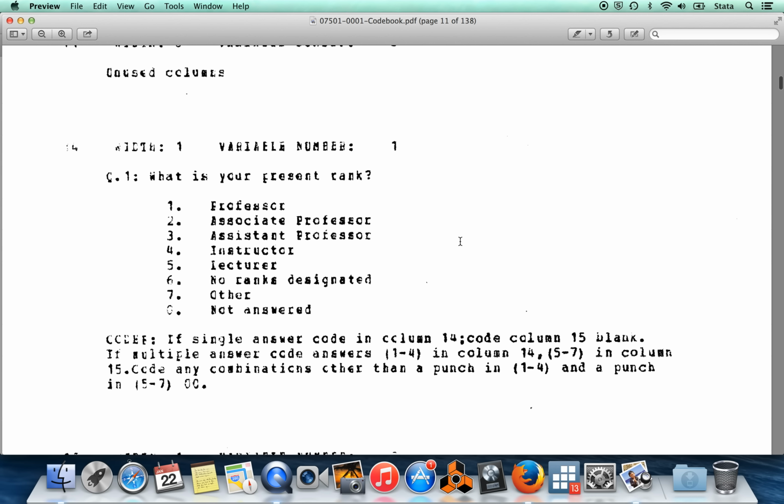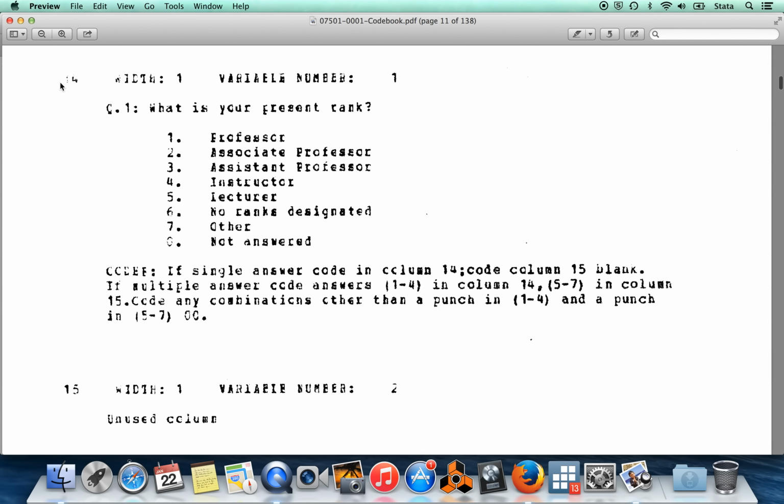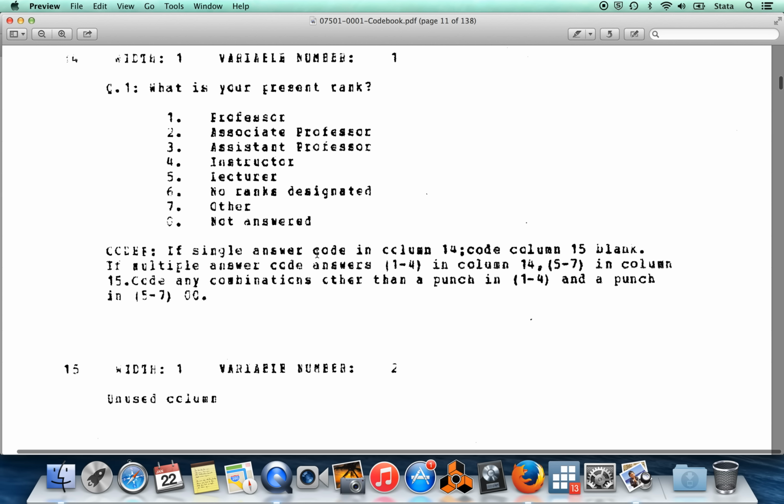So what you see here is, for example, this question, question number 14 in the data set, is the question that was asked to people when they filled out the survey: what is your present rank? And they filled in something like, I am an associate professor, or I'm an instructor. But when you see it in the data set, it will say, for this particular observation, the answer was 3. And so then it's your job to go into the code book and figure out that any observation which had the answer of 3 meant that they were an assistant professor.